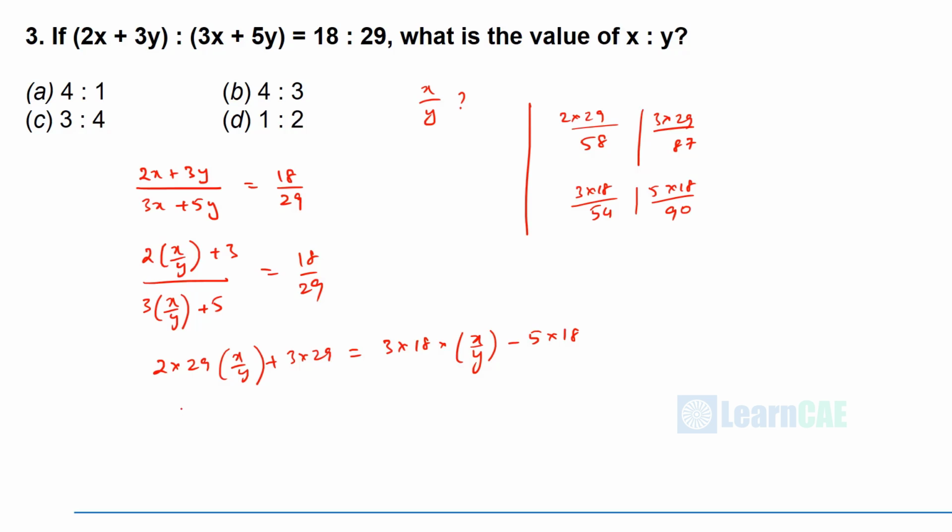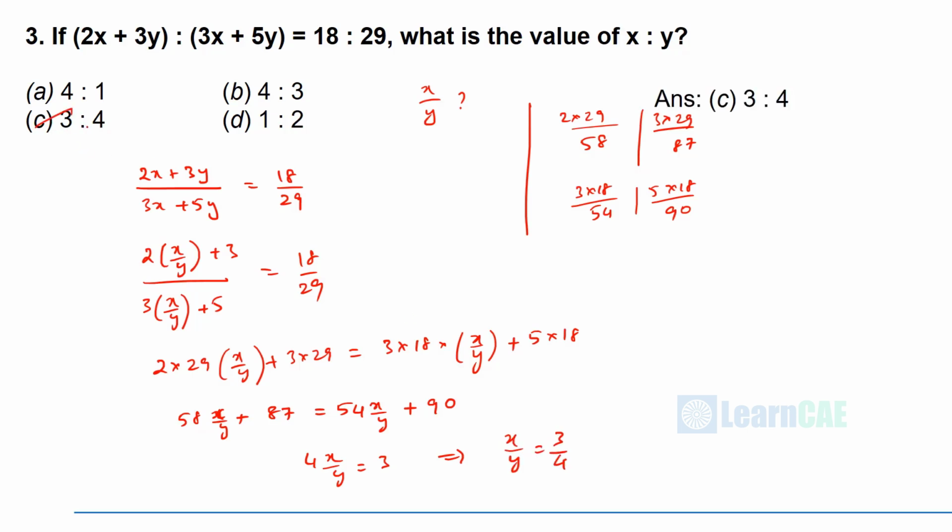Okay, we shall substitute 58 x by y plus 3 into 29, 87 is equal to 54 x by y minus 90. Sorry, this is plus here. I have put as minus. Okay, so this will be 4x by y is equal to 3. This implies x by y is equal to 3 by 4. The ratio is 3 is to 4. Answer is C. Next question.